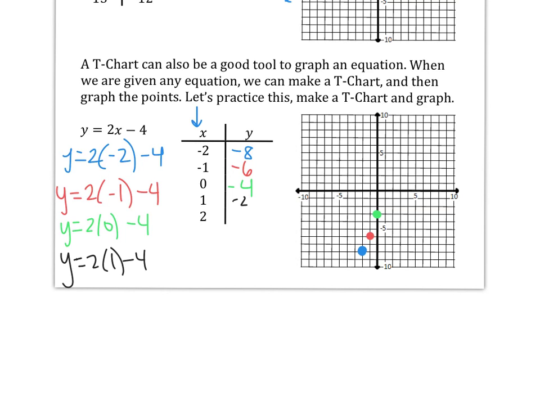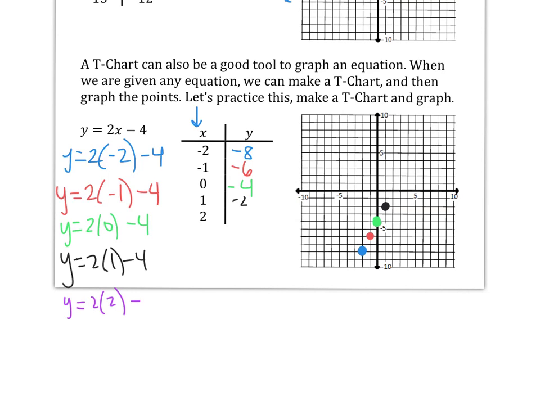Oops, and my 0, negative 4 ordered pair actually looks off. So I'm going to fix that one real quick. I just noticed. So that one should be about right there. And then 1, negative 2 is about right there, because these should also form a straight line. So if they don't form a straight line, you know that perhaps you plugged in a value incorrectly, or when you plugged in your value, your output was incorrect or something went wrong, so it's always good to double check.